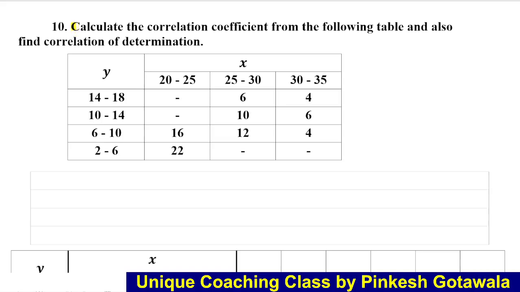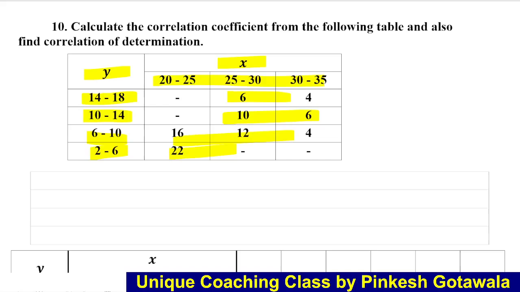So let's see. Calculate the correlation coefficient from the following table and also find the coefficient of determination. They ask one more point to find: coefficient of determination means what? R square. So we know how to find that. Now let's see, the amount x and y is given. Here the class is given and here their frequency is given. So I told you some minor twist point comes, not much major, a simple and easy point.